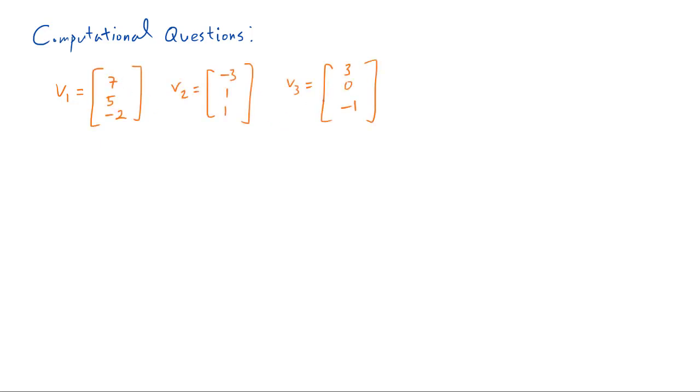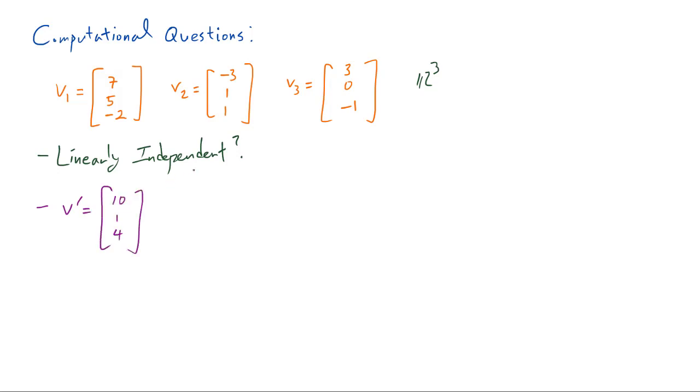By this point in the series, there may be multiple computational questions that you may have. For example, concerning linear independence, you may ask if you have some vectors, say these v1, v2, v3 vectors in R3, are these vectors linearly independent? Yet another question that you may ask is that if I give you some other vector, say v prime equals (10, 1, 4), again in R3, then is this in the span of v1, v2, and v3? And I think these are pretty natural questions that we probably want to address.